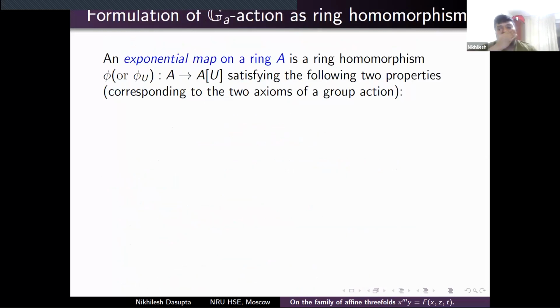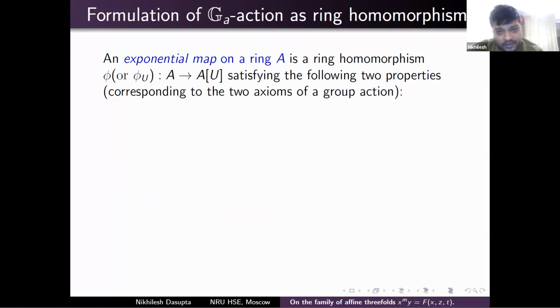Okay, so we will move from this first part, the survey of the results. Now we will go into the little bit theoretical things. What is an exponential map? Well, to be very naive, an exponential map is just a G_a action on a commutative ring.